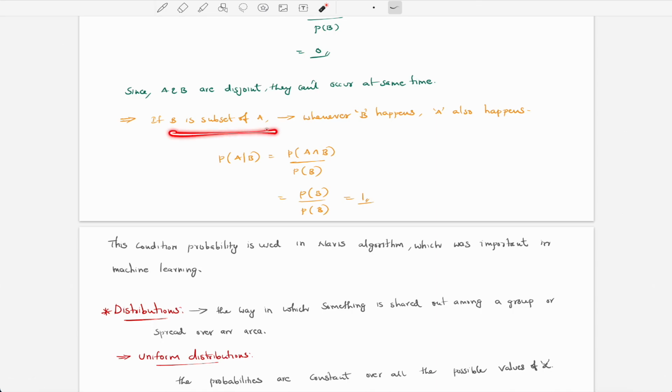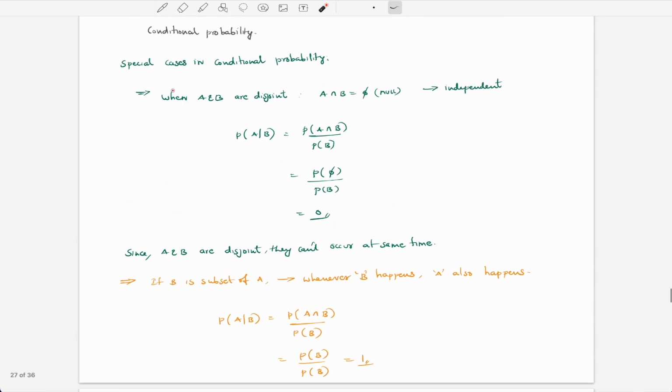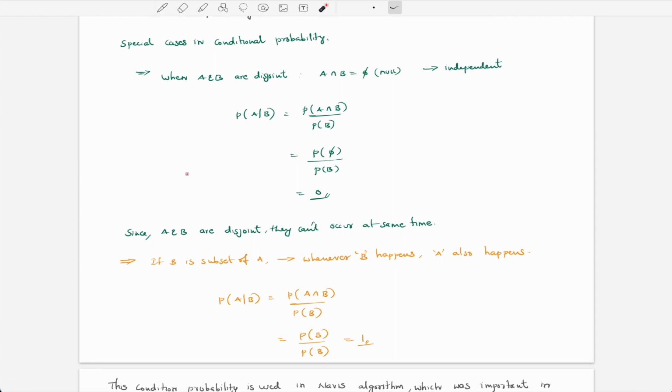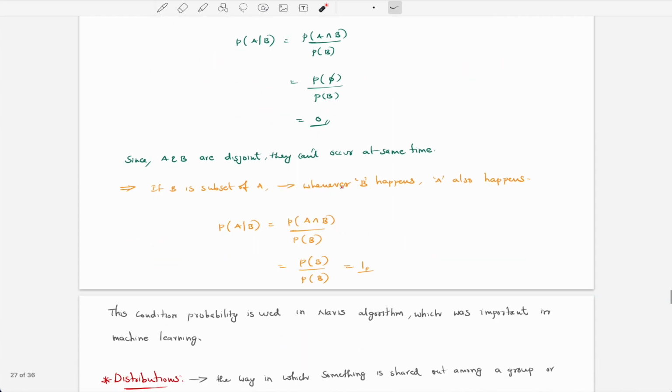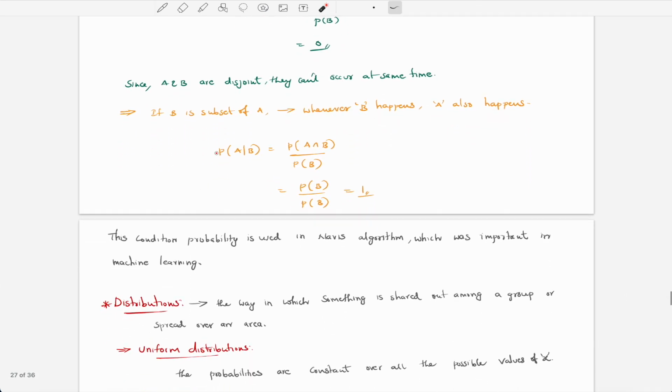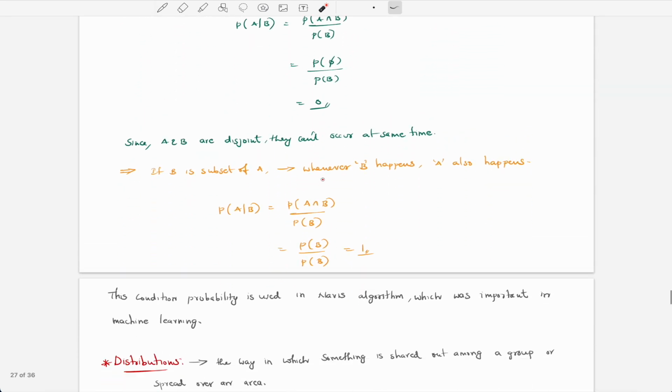If B is a subset of A, whenever B happens, A also happens, right? So the probability of A given B is the probability of A intersection B divided by the probability of B. Since B is a subset of A, it becomes the probability of B divided by the probability of B, and if we cancel it out, the answer is equal to 1. I hope you understand this.